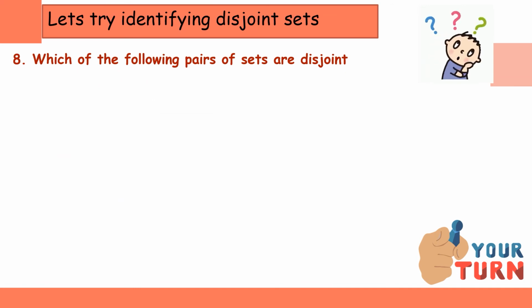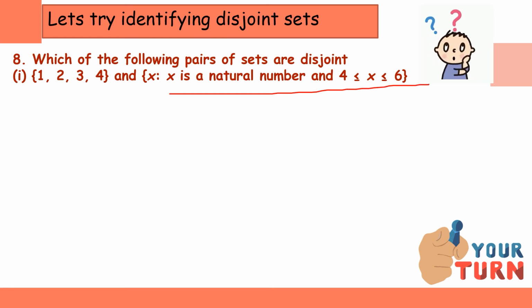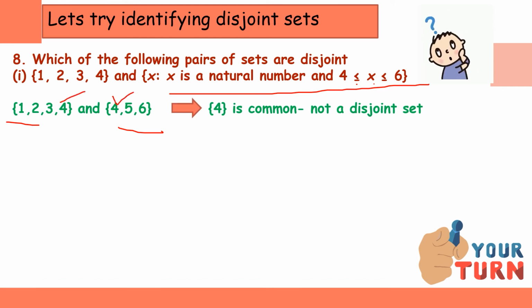The disjoint sets, I think I have discussed what a disjoint set is in the last class. We'll take a few questions and discuss now. State whether the following pairs are disjoint. 1, 2, 3 and natural numbers between 4 and 6, where 4 and 6 are included, say less than or equal to. First you write the sets. This is 1, 2, 3, 4. This set is 4, 5, 6. Disjoint means there should not be any common element, but you have 4 as common, which implies the sets are not disjoint. It has a common element, so not a disjoint set.